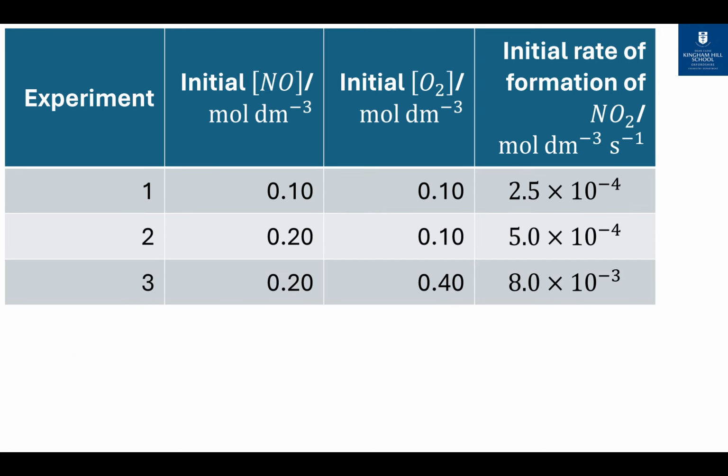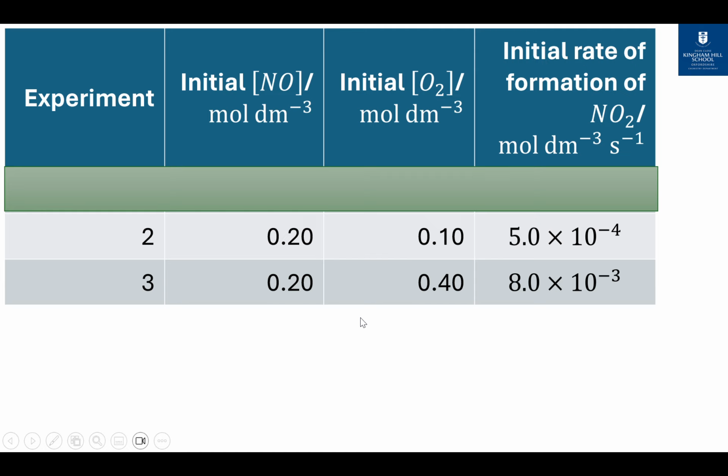Now we can look at how oxygen changes in concentration and how that affects the rate. If we look at experiments 2 and 3, the nitrogen monoxide concentration is constant and the oxygen concentration changes. When the initial concentration of oxygen increased by a factor of 4, the rate increases by a factor of 16. You can calculate, or 4 squared we can say. Therefore, it's second order with respect to oxygen.